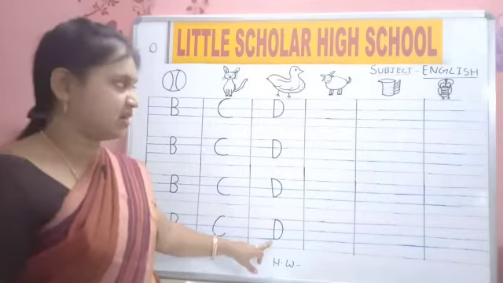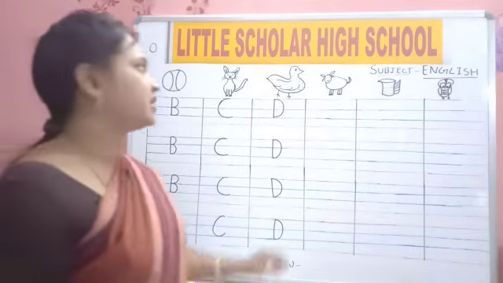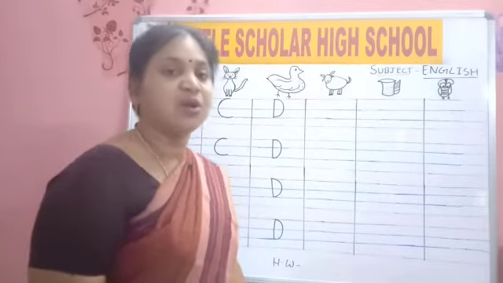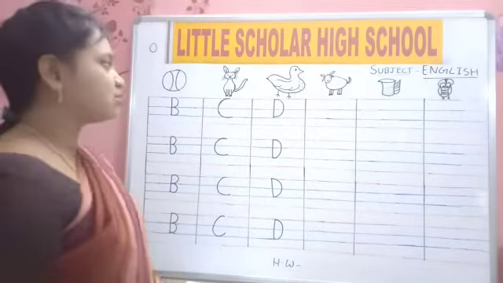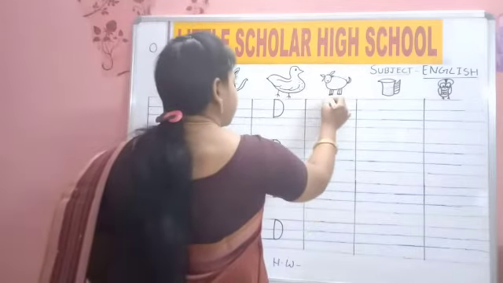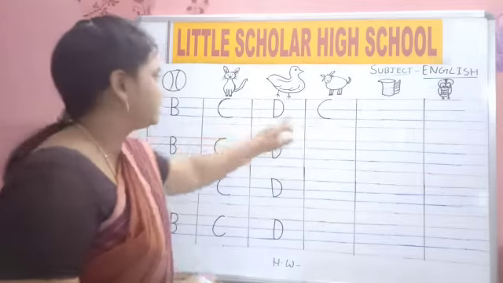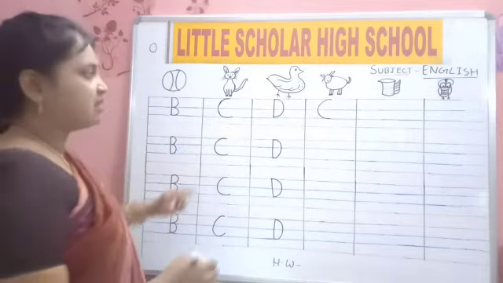D for duck. Now we will write one more letter. What is this? Goat. G for goat. How to write G? See the board, children. First you will put a curve. What is this? C. Yes, like C we will write.